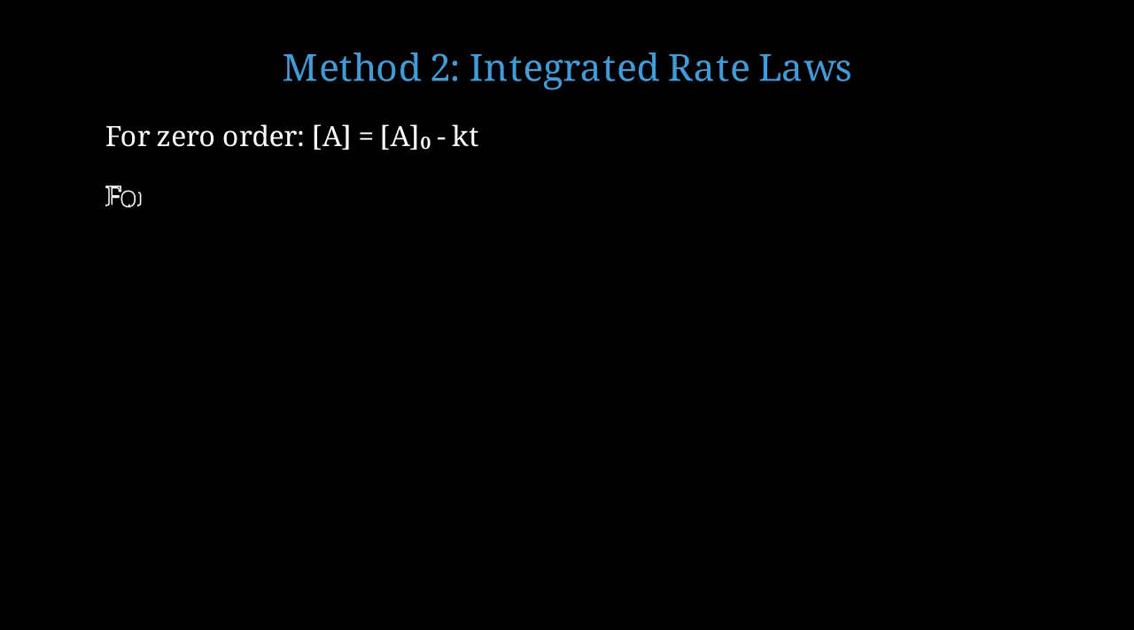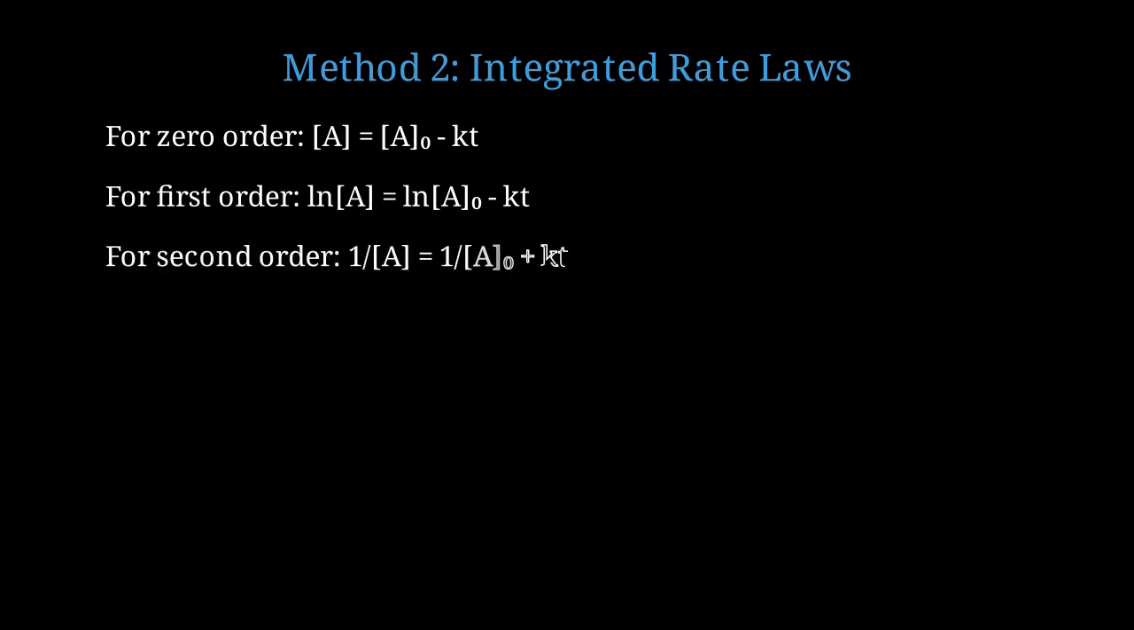The second method uses integrated rate laws. This approach tracks how concentration changes over time throughout the entire reaction. For a zero-order reaction, concentration of A equals initial concentration minus k times t. A plot of concentration versus time gives a straight line. For a first-order reaction, natural log of concentration A equals natural log of initial concentration minus k times t. A plot of natural log of concentration versus time is linear. For a second-order reaction, 1 over concentration A equals 1 over initial concentration plus k times t. A plot of 1 over concentration versus time is linear.